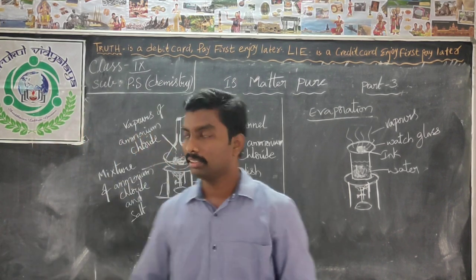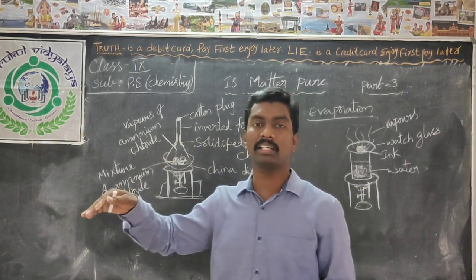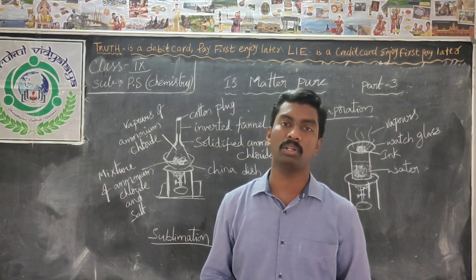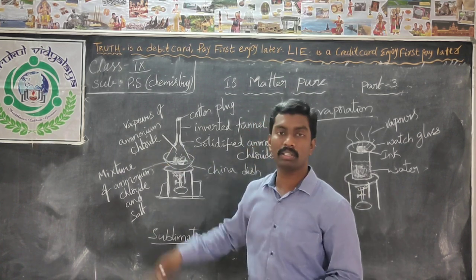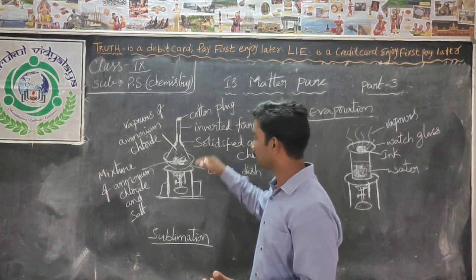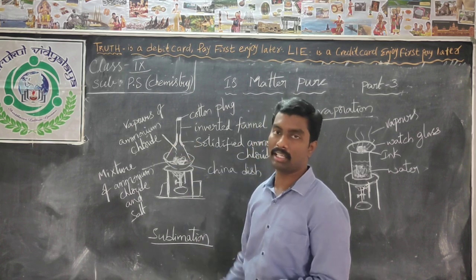After cooling, the gaseous ammonium chloride converts into solid ammonium chloride. When it is cooled, it becomes ammonium chloride in the solid form. So with the help of a spatula, we can remove that salt.